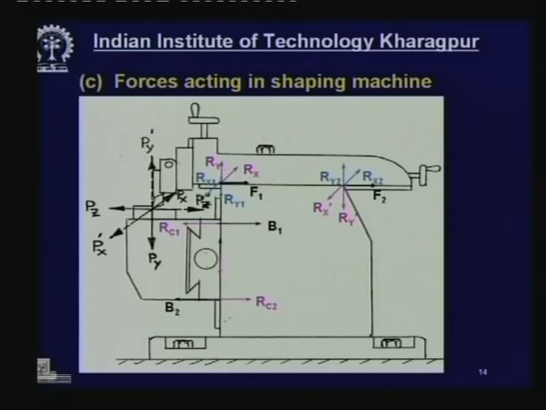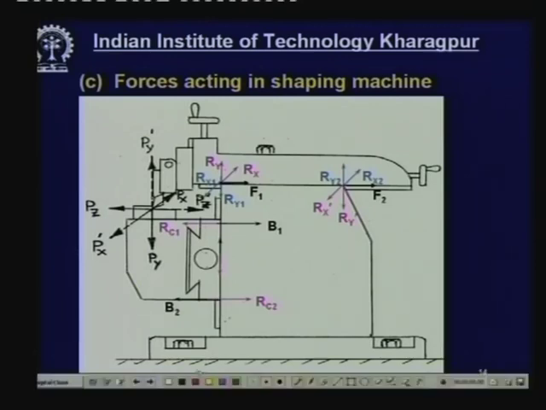Here we can see that this is the job and this is the cutting tool. Cutting tool moves forward in the cutting stroke. Then what happens? This is the cutting force Pz acting on the job. This is Py acting downward on the job and Px acting on the job. Actually, there is only one force, like single point cutting, that is resolved into Px, Py, Pz as shown acting on the job.